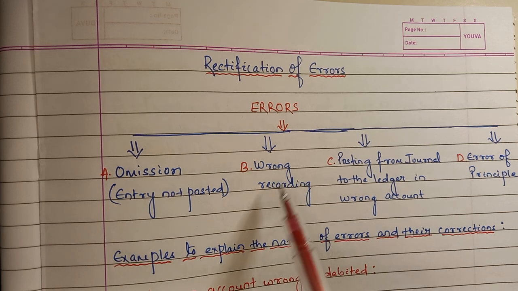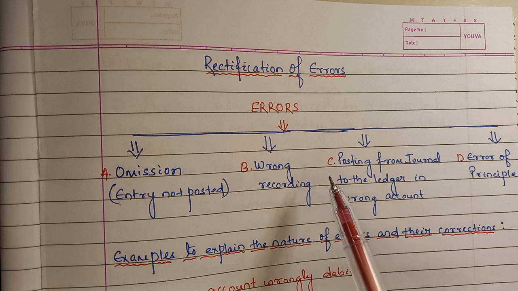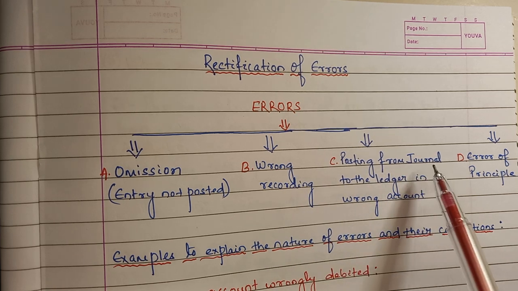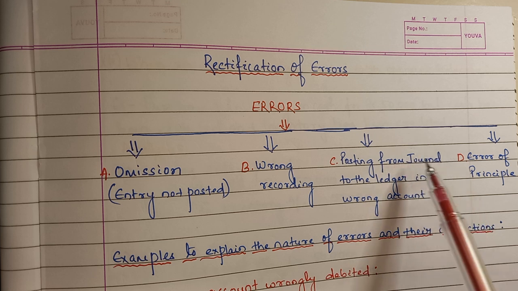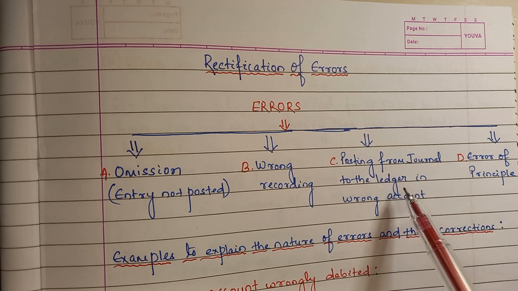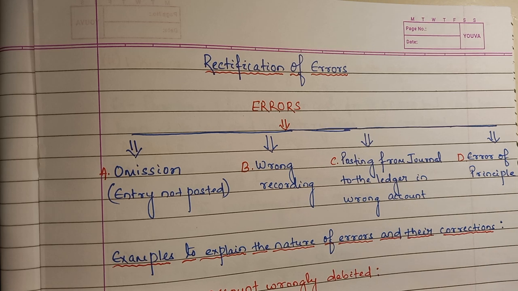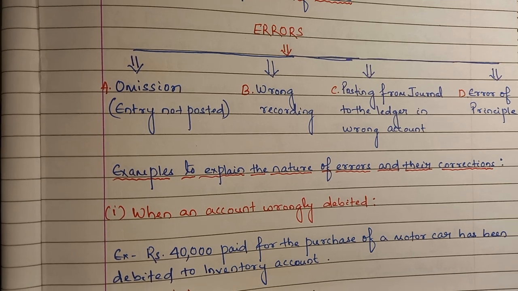Second is wrong recording. That means you have posted the entry, but there could be a wrong amount or wrong debit and credit posted. Third, posting from journal to the ledger in the wrong account. That means your journal entry is correct, while posting to the ledger it has gone to a different ledger. And the last is error of principle. That means you have not followed the golden rules of journal entry. You have posted wrong debits, wrong credits. Okay, so now we'll go through a few examples and understand how different types of errors can be rectified.